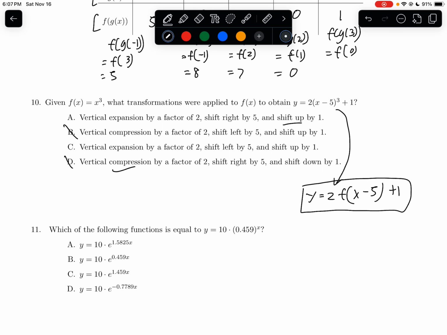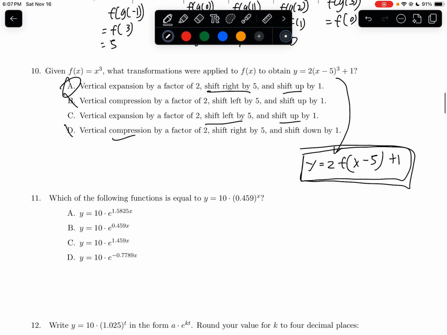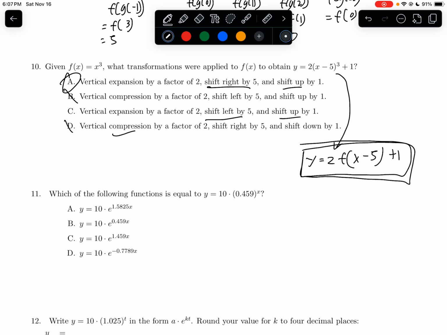They both have a shift up by 1, which is true. So then the question is, is it shifted right or shifted left? And it's shifted, well, we're subtracting 5, so it's being shifted right. So the answer is A. You don't have to write this out in order to answer that, but it might potentially be helpful for you to do.